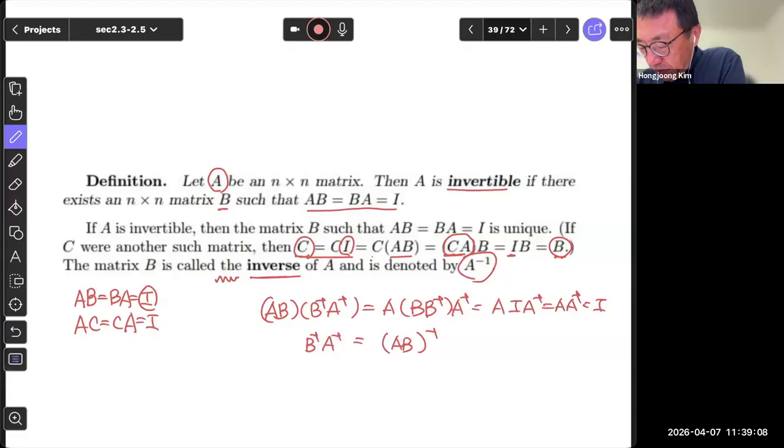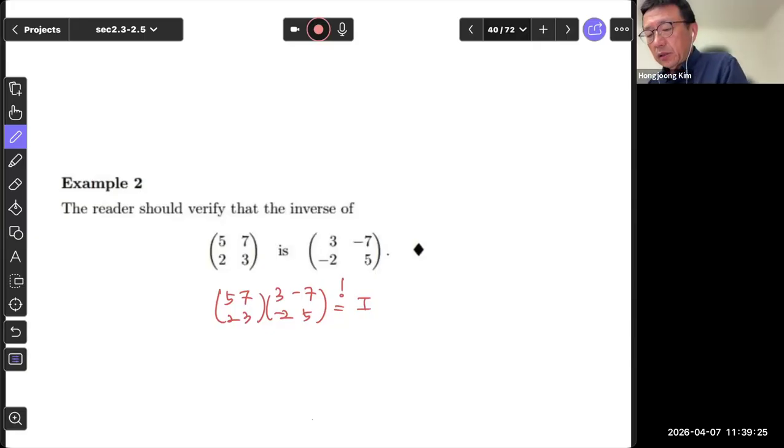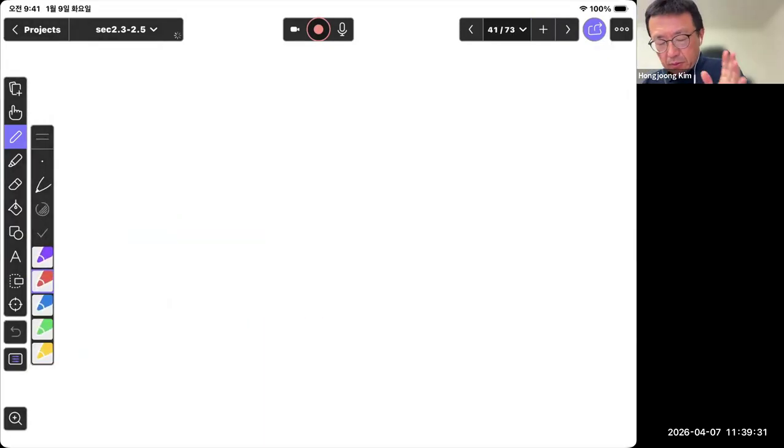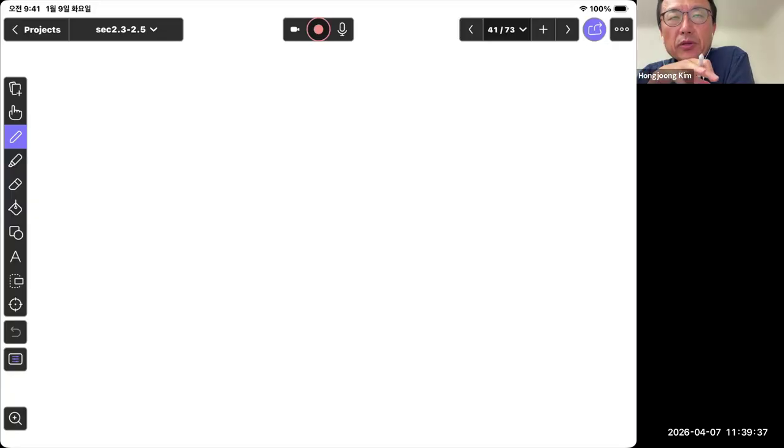And so given this, if you multiply the matrix 5, 7, 2, 3 with 3, negative 7, negative 2, 5, you can check when they are multiplied, you get the identity matrix. Before we consider this, let me just compare the inverse with the transpose.